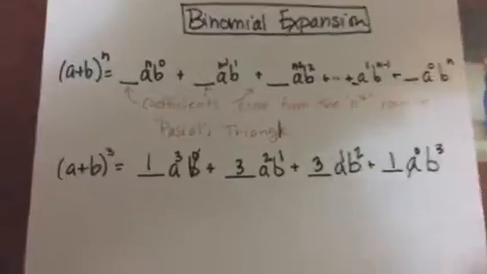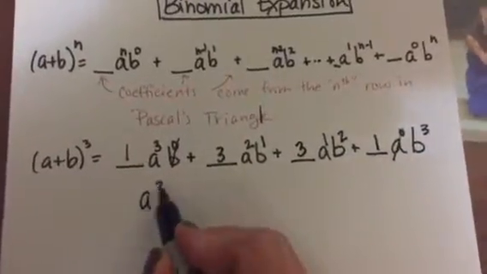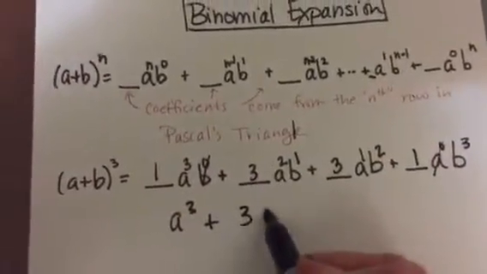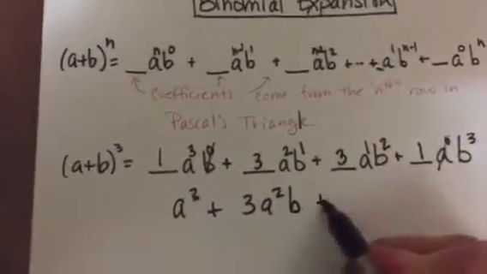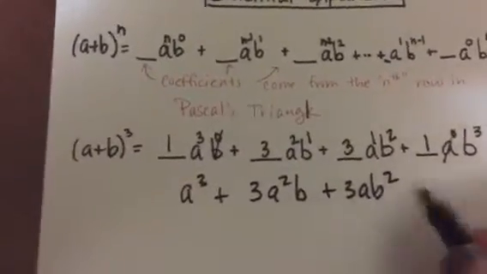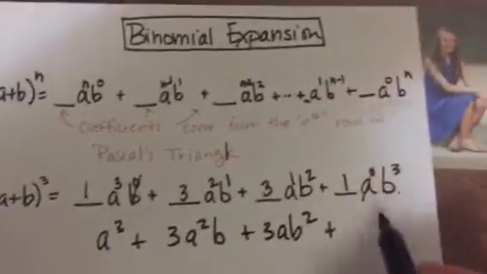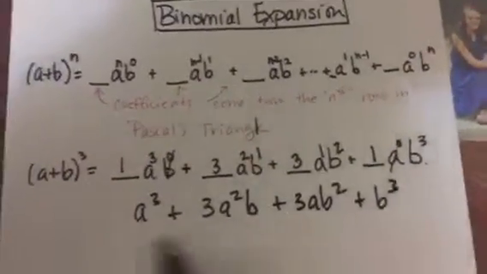And if I simplify that, then I have a cubed plus 3a squared b plus 3ab squared plus 1 times b cubed, which is just b cubed. And that's your answer.